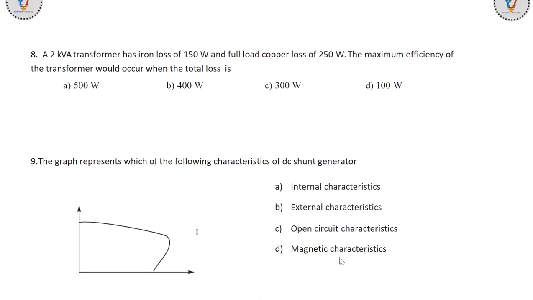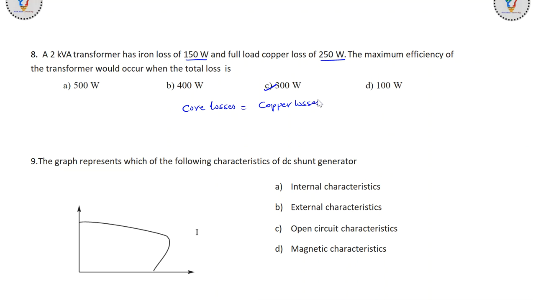Yes, next one here. Eighth question, read the question carefully. A 2 kVA transformer has iron losses of 150 watts and full load copper losses of 250 watts. The maximum efficiency of the transformer would occur when the total losses is. Okay, tell me your answer. Right, if you are getting the answer as C, then your answer is right. Now the explanation part. Okay, so transformers have maximum efficiency when the core losses are equal to copper losses.